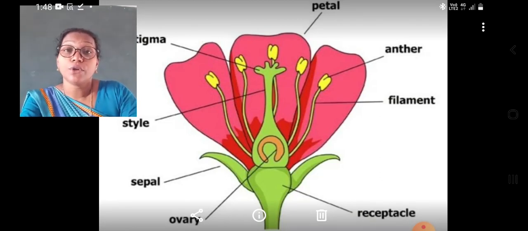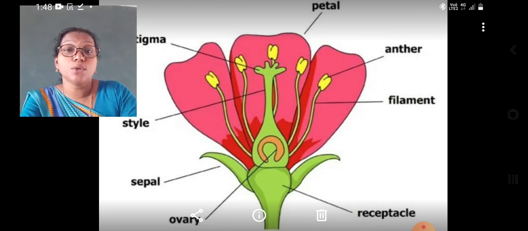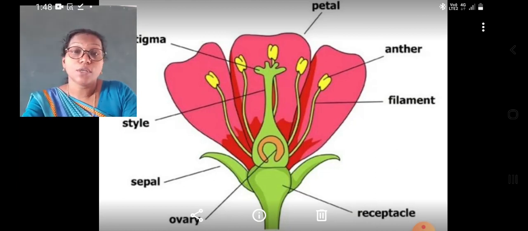The ovules after fertilization change into the fertilized ovules. They are the soft seeds and ripened seeds. They develop into mature seeds. The ovules develop into seeds. Ovary develops into fruit.